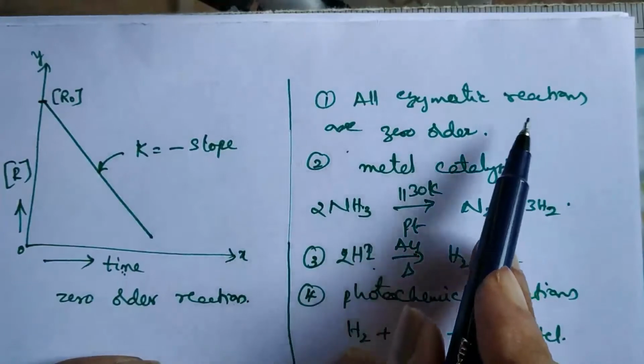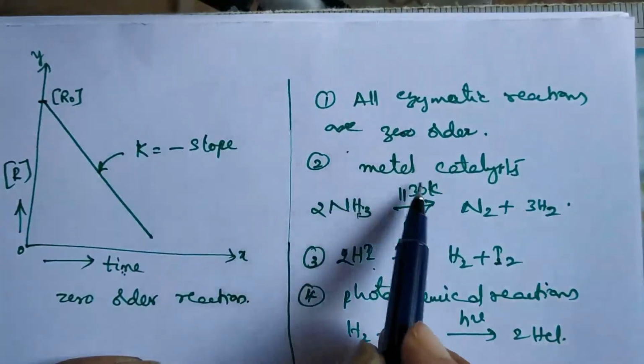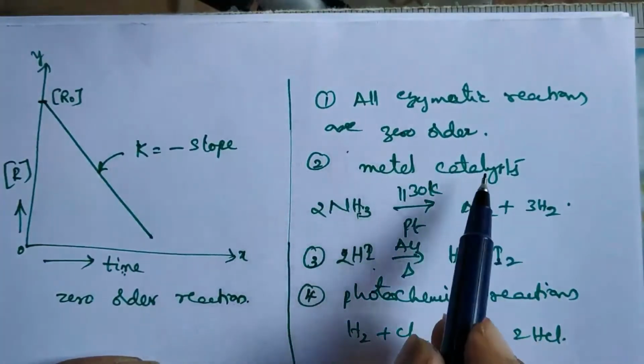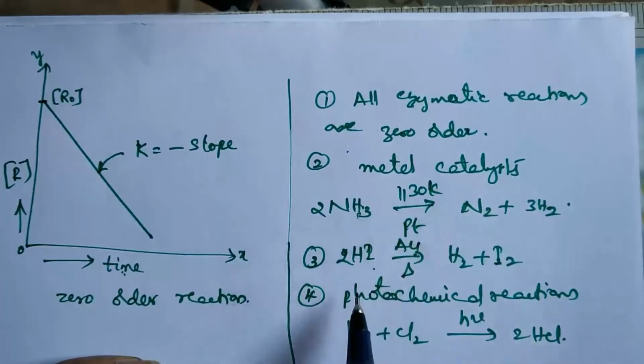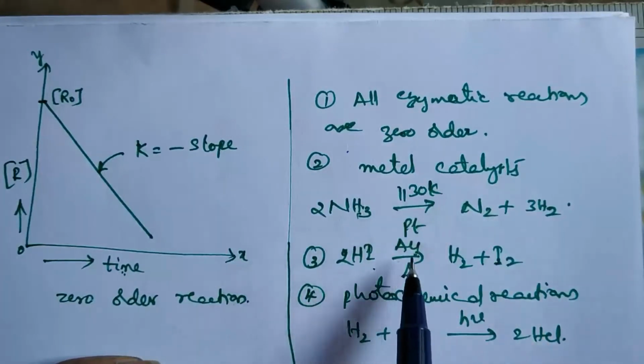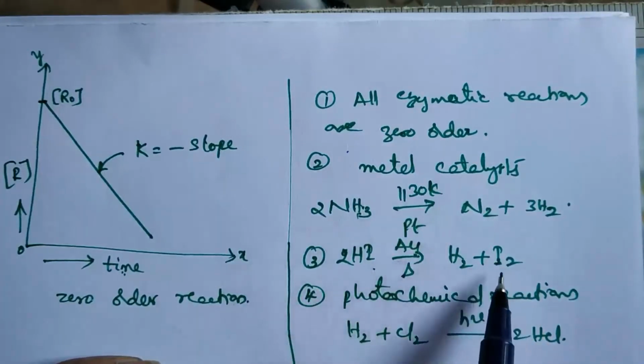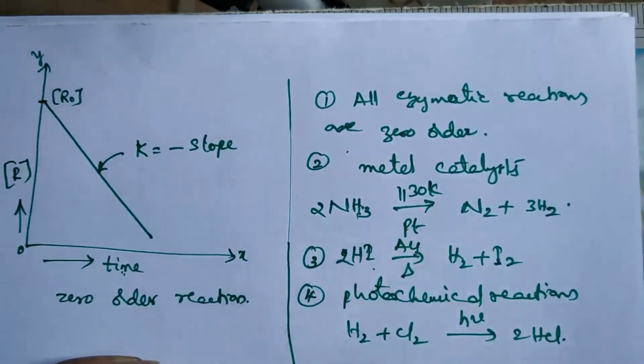First one is all enzymatic reactions, second is the reactions which undergo on the surfaces of metal catalysts, third is the thermal decompositions over metals, and fourth is all photochemical reactions. These are all examples of zero order reactions.